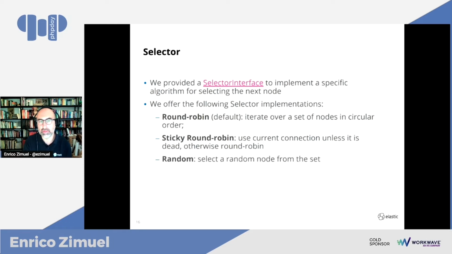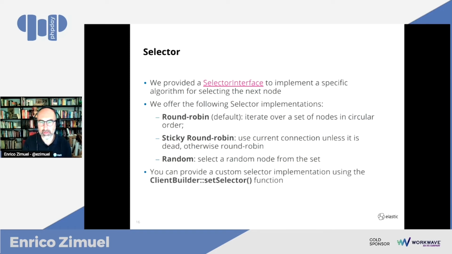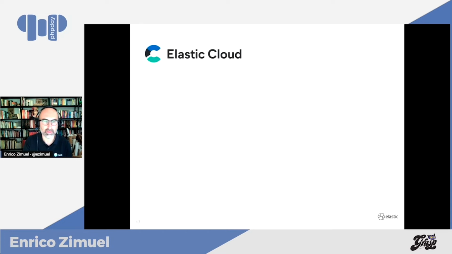We provide also a random algorithm that selects a node randomly, and as I say, you can implement your custom logic, implementing this selector interface, and you can actually specify when you build the client in the client builder with setSelector the specific implementation that you want to use.